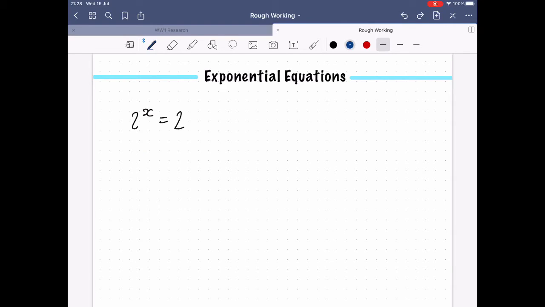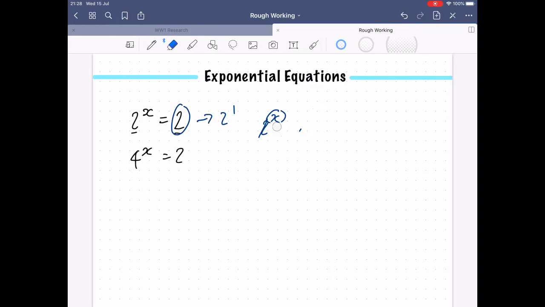But say we had something a bit more complex, say 4 to the power of x equals 2. Now you don't have the same base. What you can do here is rewrite 2 as 2 to the power of 1. So we have the same base: 2 to the power of x equals 2 to the power of 1. So we can ignore these bases because they're working in the same format. We equate the indices, and that gives us the answer straight away.